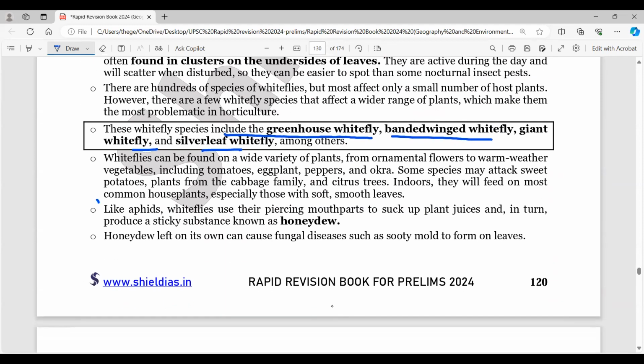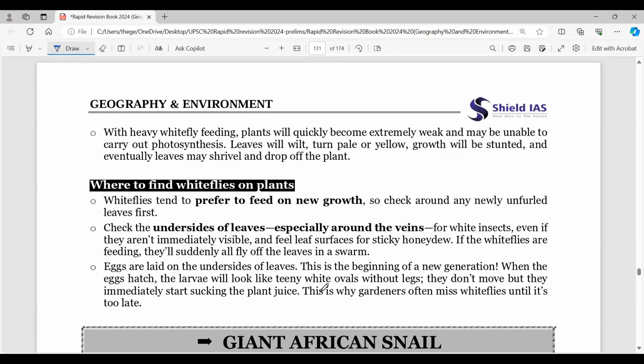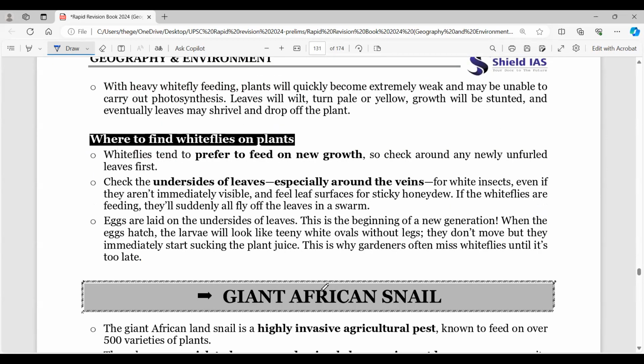Now, what is one thing that you should remember? Honeydew, right? So they produce a sticky substance known as honeydew, and honeydew left on its own can cause fungal diseases. So this is also important to look into. Now, where to find whiteflies on a plant? You'll find them underneath the leaves. If you have seen that, it's fine.